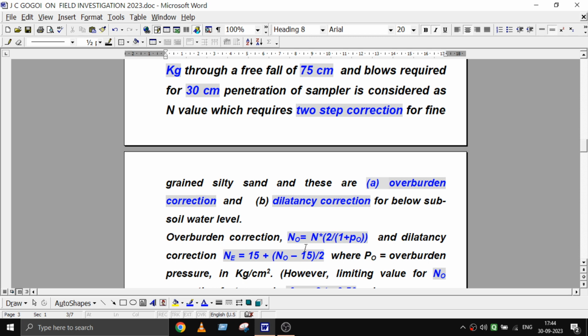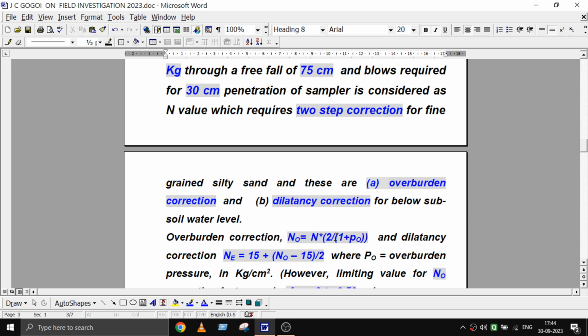With this equation, we can go for overburden correction, N0. I am giving it N0; you can give any other notation. N0 means overburden pressure corrected. There is no hard and fast rule that it should be written as N0, but this equation is the same everywhere. Only the lower limit of this correction factor is 0.5.